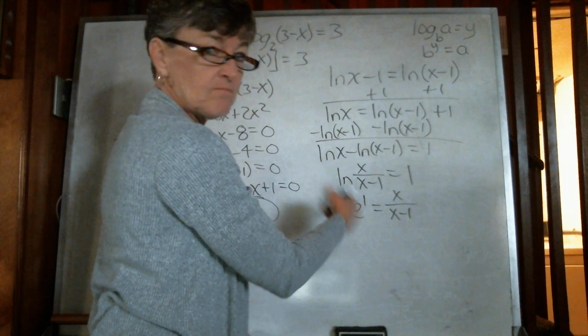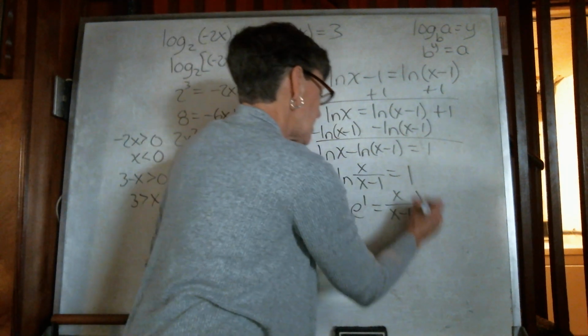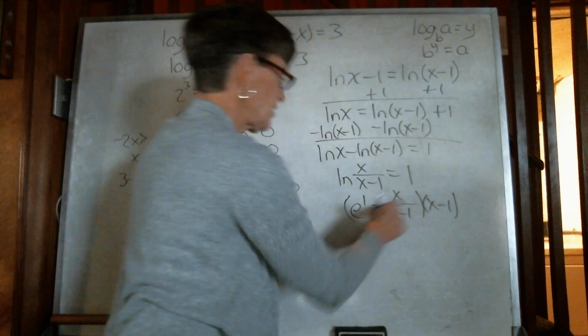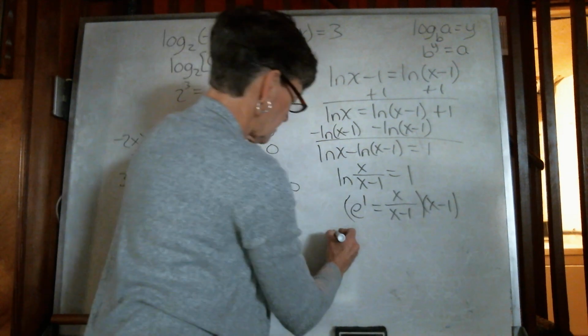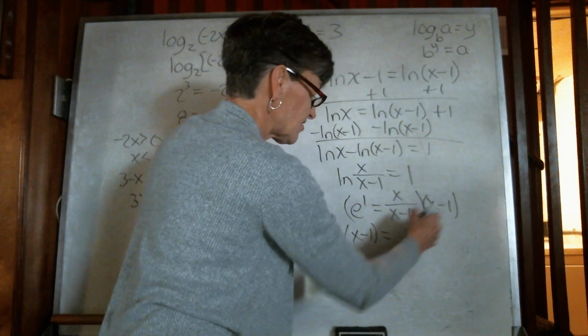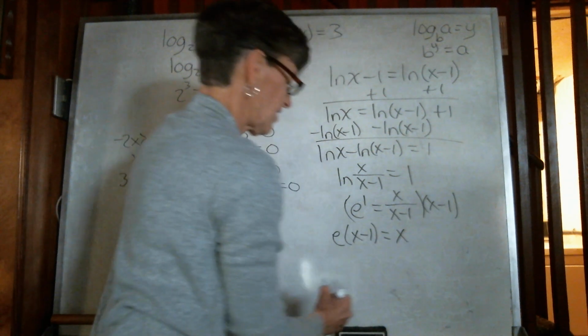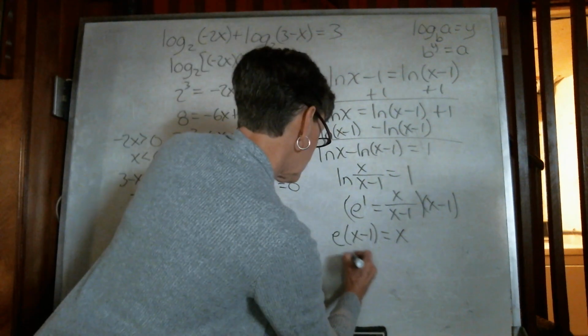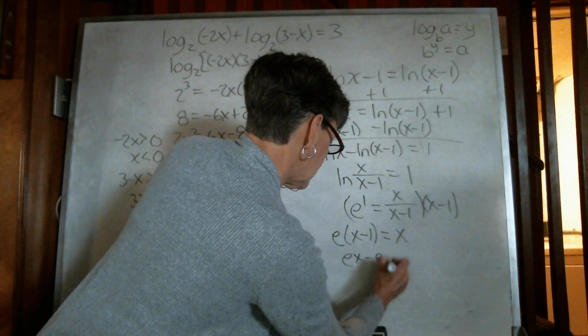So this is just e, just a number. So I'm going to multiply both sides by x minus 1 to get rid of the denominator. And so the denominator then ends up being over here: e times x minus 1 equals, and on this side, the x minus 1's cancel, and I just have x. All right, I'm solving for x. Remember, e is a number. So we just multiply through by e.